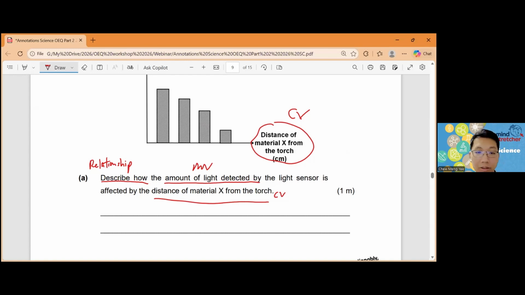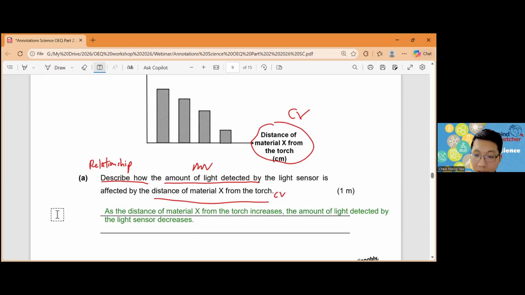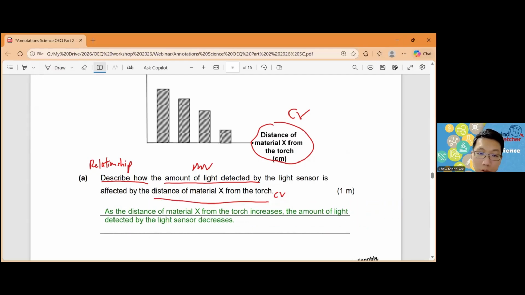So my answer for this question, using the first template: as the distance of material X from the torch increases, the amount of light detected by the light sensor decreases. The easiest way to do a relationship question is really to just follow the phrasing used in the question. Amount of light detected, that's the measured variable. Distance of material X from the torch, that is the change variable. There's no need to change all this. Just write exactly what is given, if it's given. Don't try to write it in your own words and get it wrong.